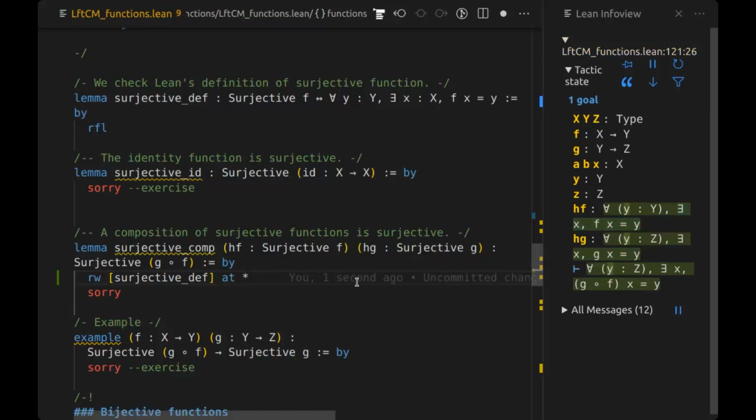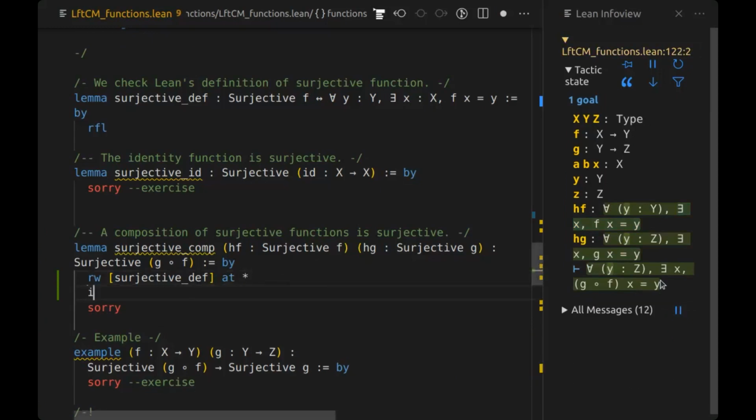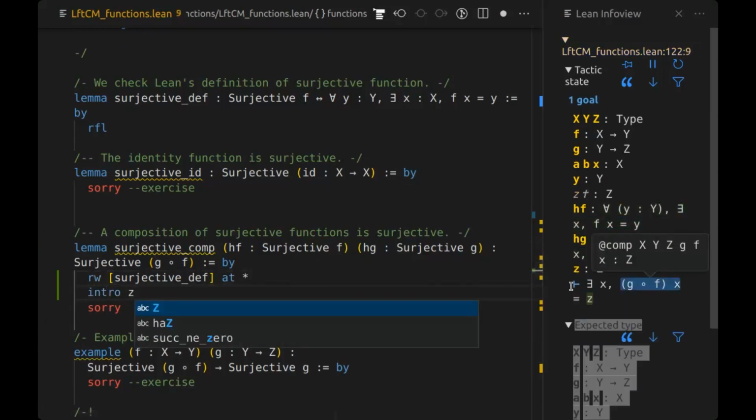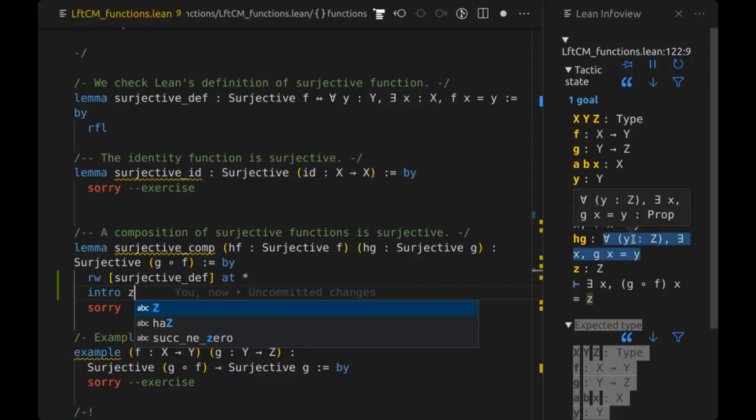Now, as before, I start by introducing a variable. So I'm going to introduce a variable z. And I want to prove that there exists some element x such that g composed with f applied to x is equal to z. How can I do this? Well, I can do this in 2 steps, right? So first, I have this hypothesis hg that tells me that g is surjective. So from this, I can get some element y in the set Y such that g of y is equal to z.